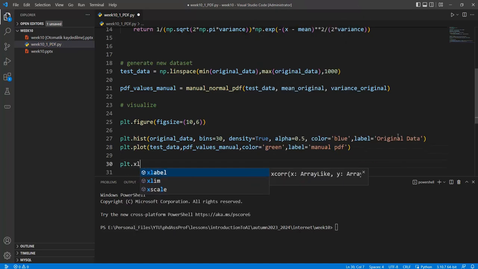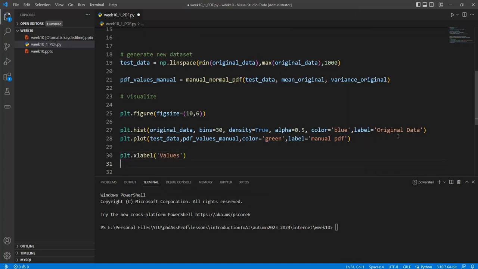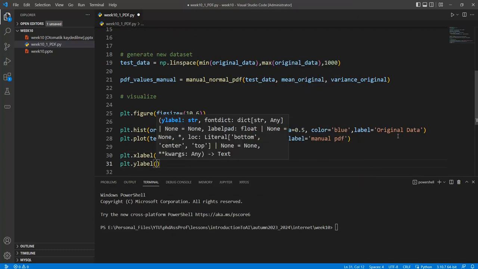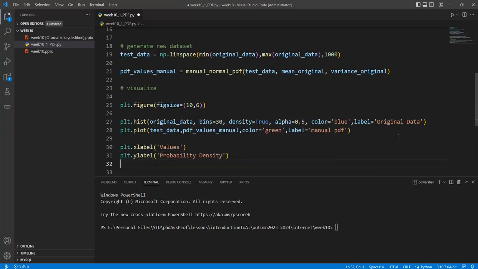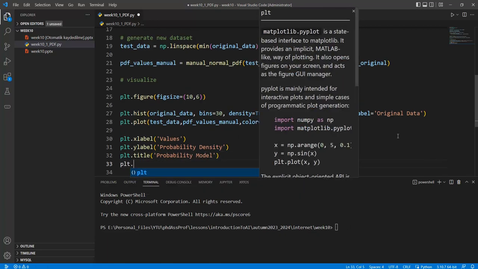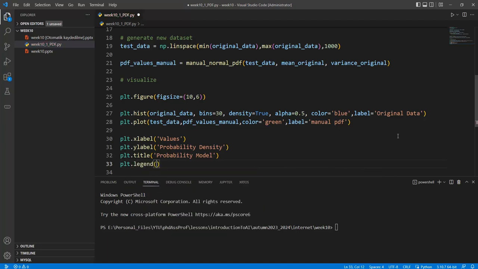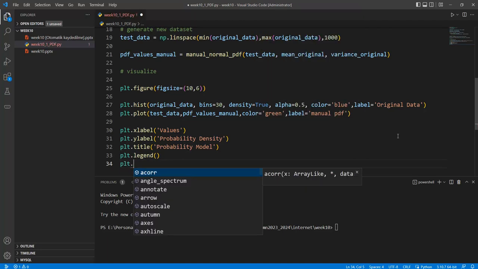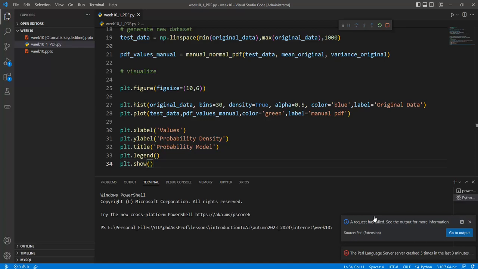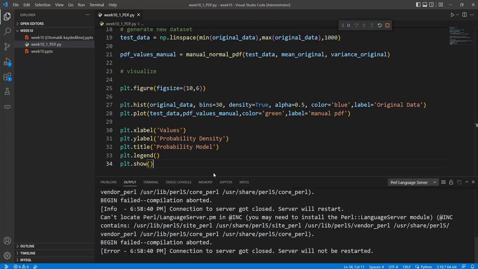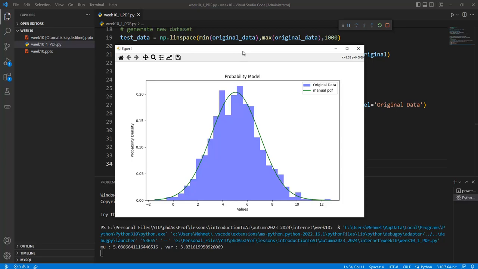Okay, so plt.xlabel should be assigned with values, and plt.ylabel should be assigned with probability density. Okay, and plt.title probability model. Okay, and plt.legend is called, and plt.show must be called. Okay, and so if I run this code, then we will have this model.